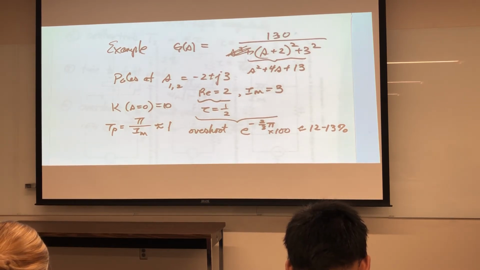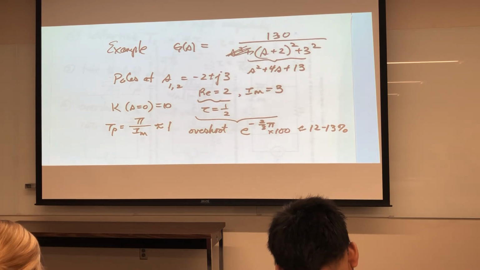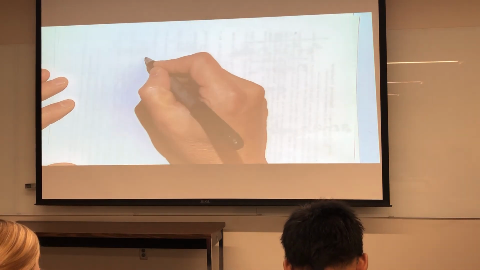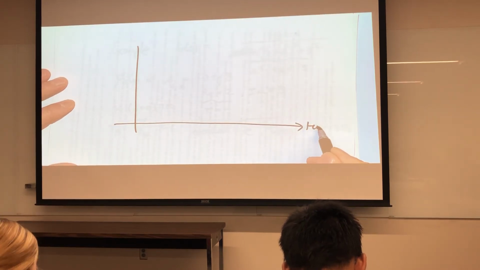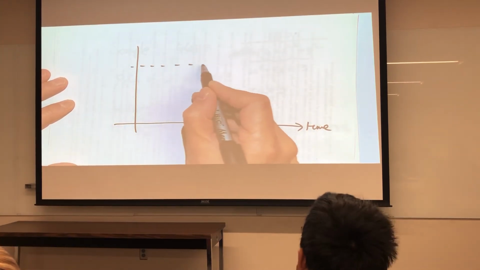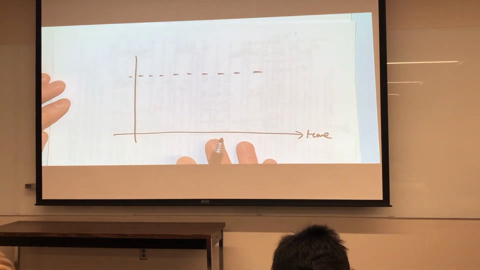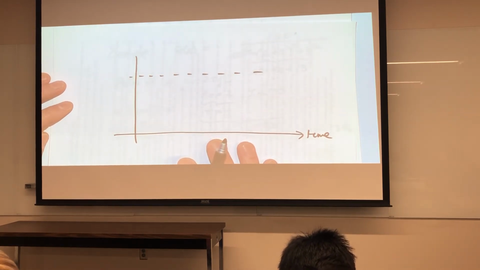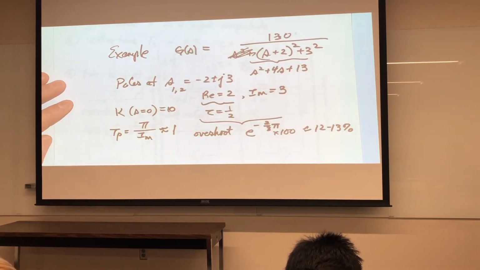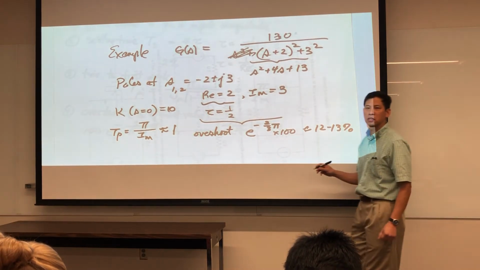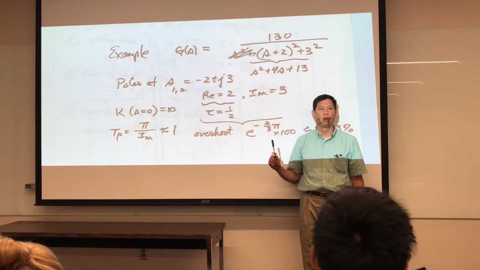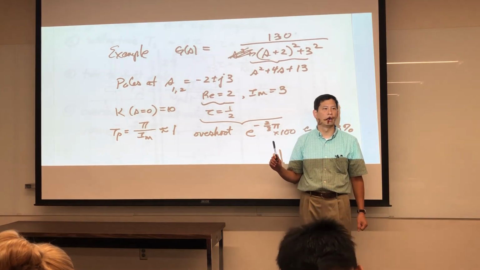All right, then let's sketch the response. This is time. Will the response be bounded? Is there enough information on this page for me to determine whether or not the system is stable? Should be. Why?